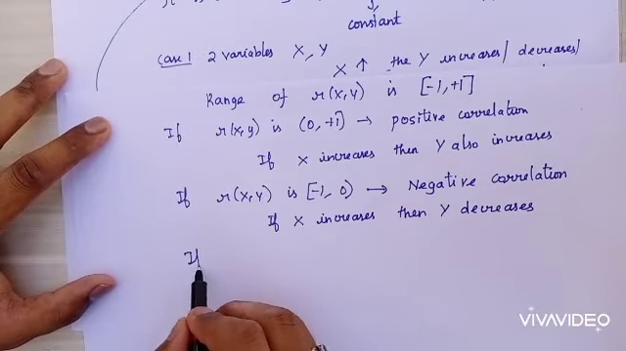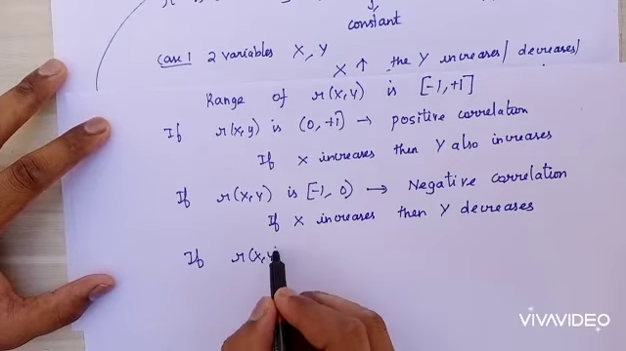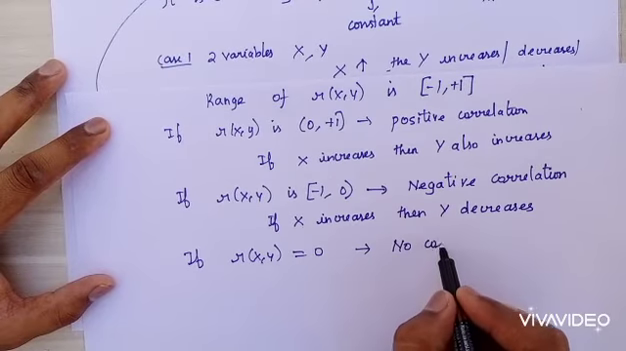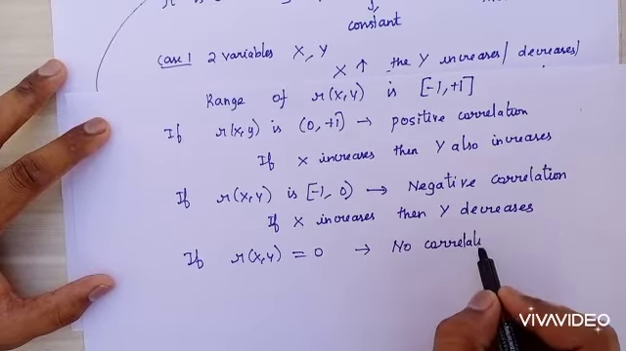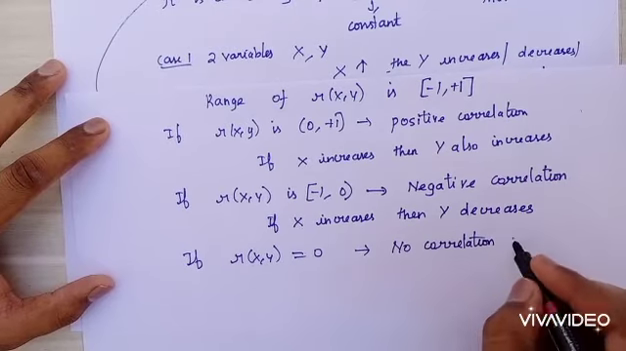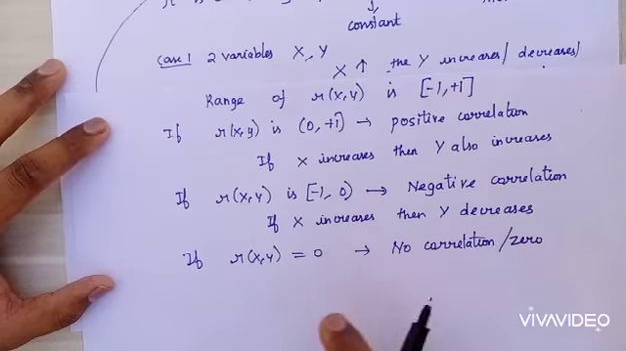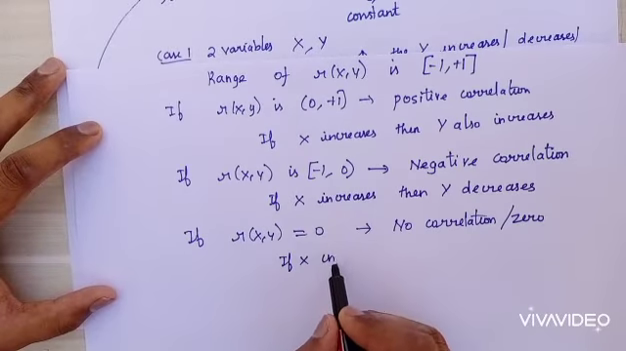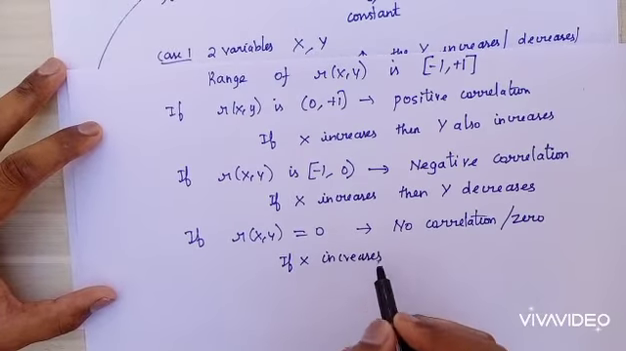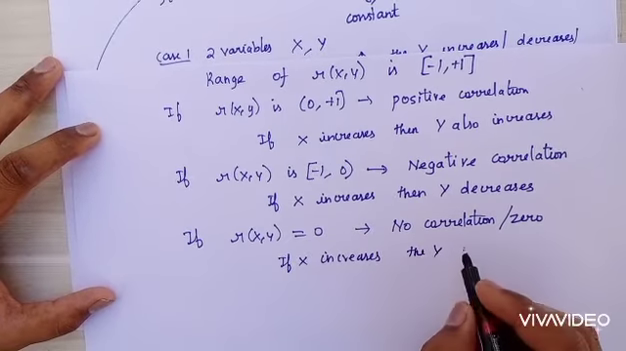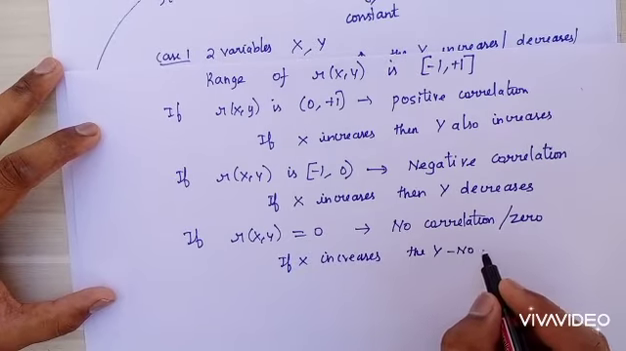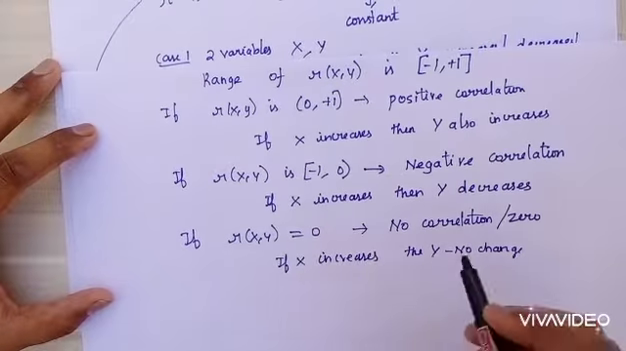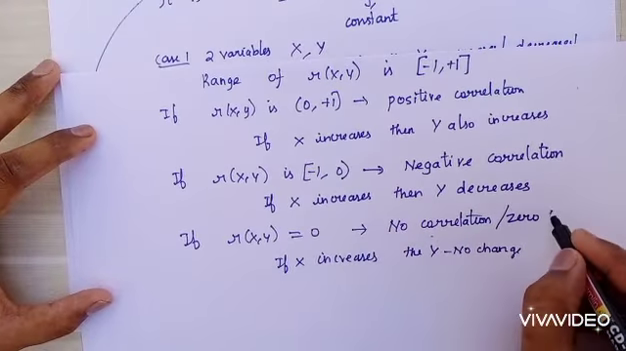If R x comma y is equal to 0, then there is no correlation, or zero correlation. That means if x increases, then y does not change. There is no change in y. So this is zero correlation or no correlation.